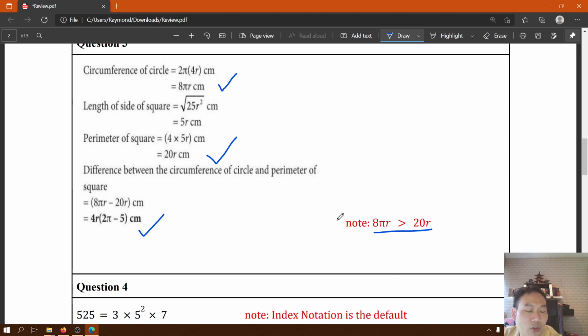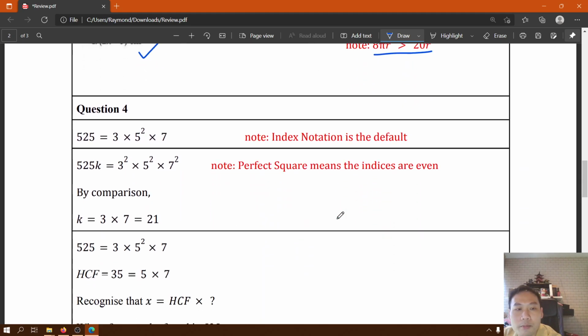Okay, so question number 4. The first part, applying the prime factorization on 525, we get this. Some of you leave the answer as 3 times 5 times 5 times 7. Mathematically, once again, it's not wrong. However, by convention, when we are writing numbers in this way, we do want to write them in index notation, so 5 squared instead of 5 times 5, all right?